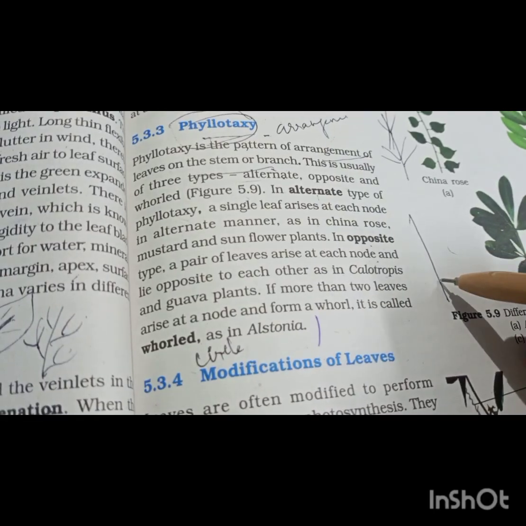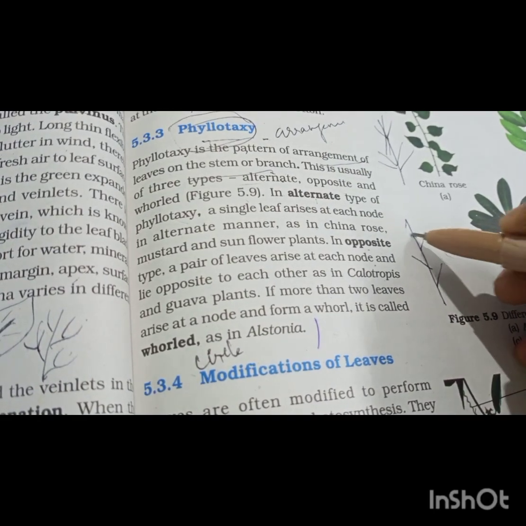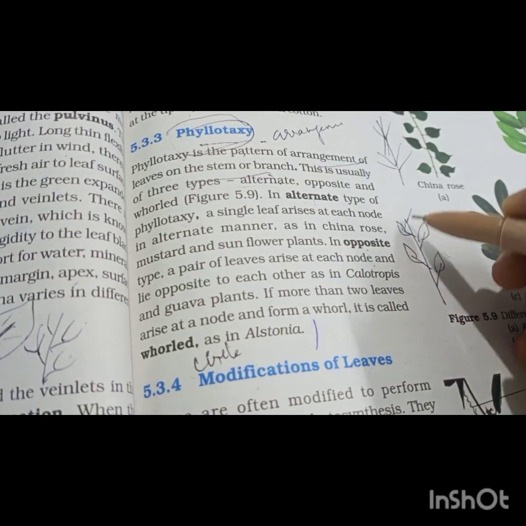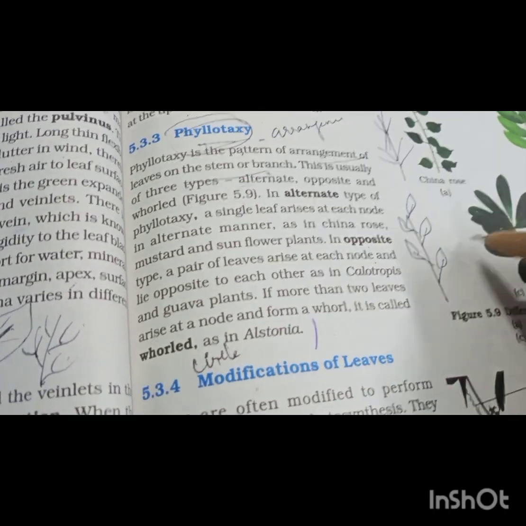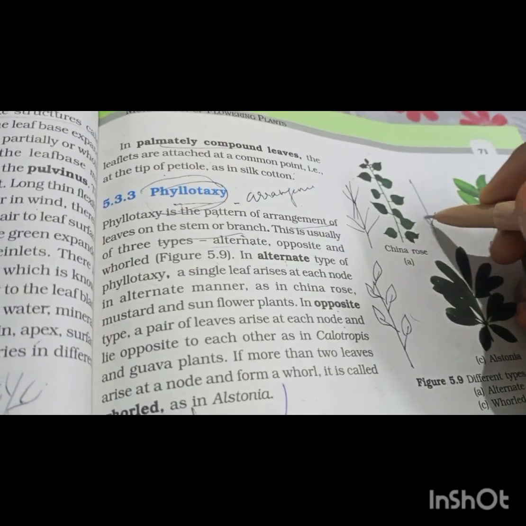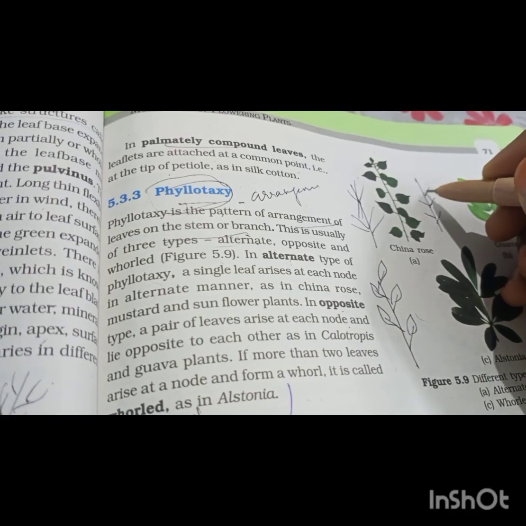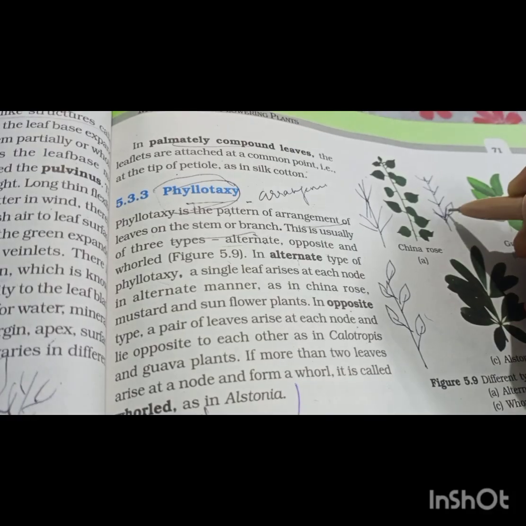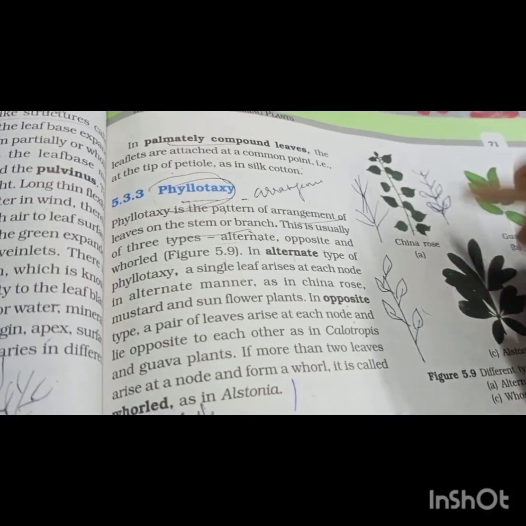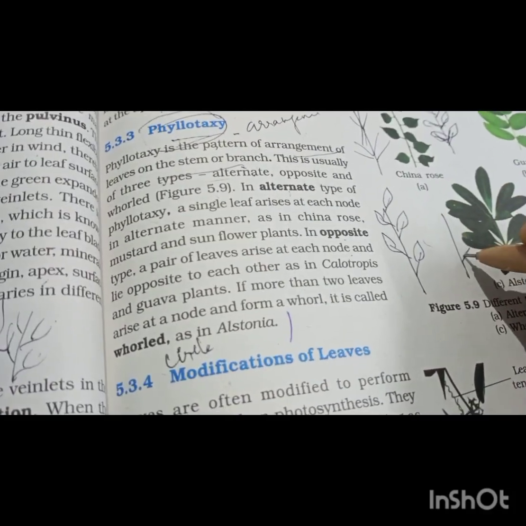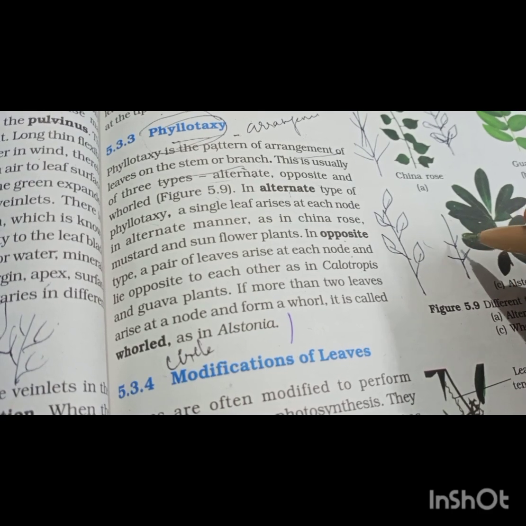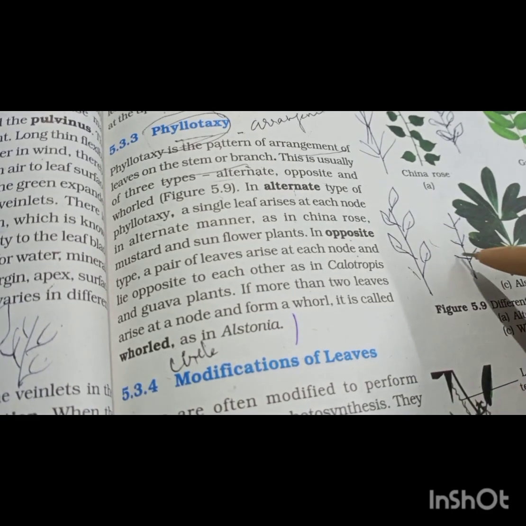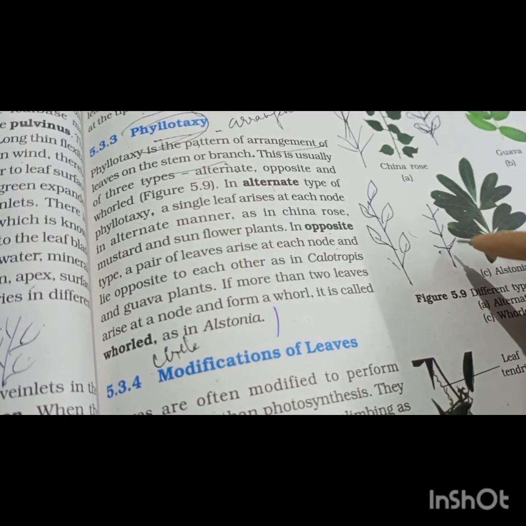In the case of alternate, the leaf will be arranged alternately like this. So what is opposite? Here the leaves will be arranged in opposite directions. See here, the leaves are arranged in opposite directions. Here this one is missing, right? But here it is arranged in opposite direction, so this is opposite.